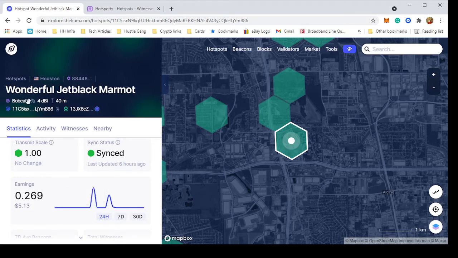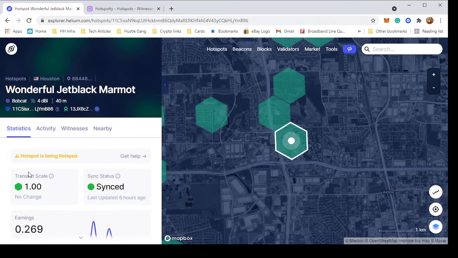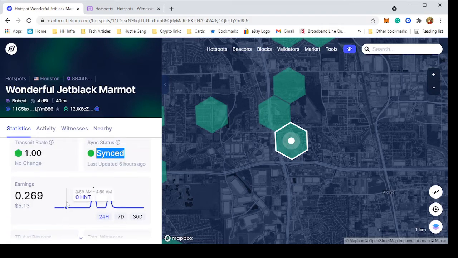Both of these are Bobcat miners, as you can see up here. This is a Bobcat with the base antenna. It's about 40 meters up, 12 floors or so. And today was the first day to generate HNT. So I plugged it in, I want to say last Thursday. Today is Tuesday. So it took a few days for it to get online. This one shows fully synced, whereas in the app, it wasn't showing fully synced.